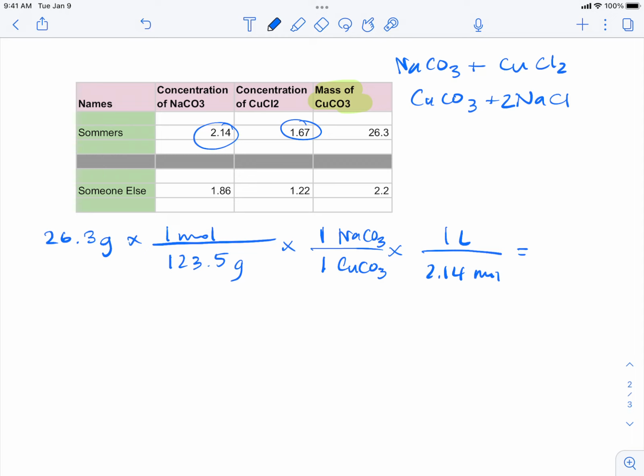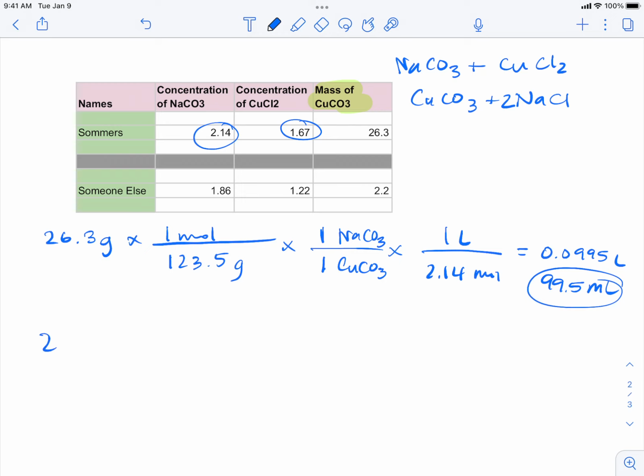26.3 divided by 123.5 divided by 2.14, and we end up with 0.0995 liters, which of course equates to 99.5 milliliters. Wow, I'm so bad at this. This one should be liters, my apologies. There you go. And we'll do the other one real quick as well.